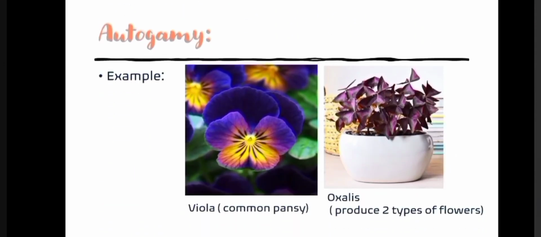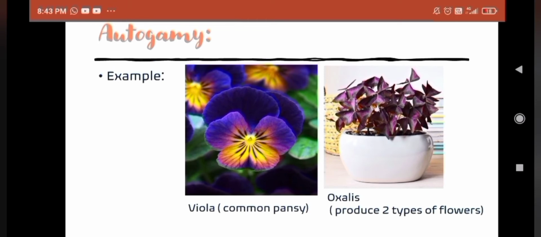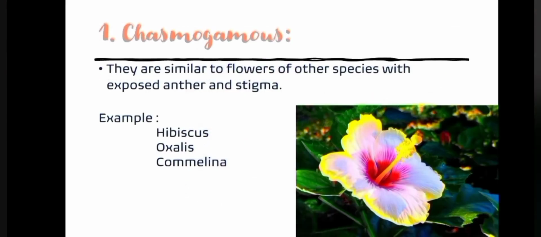These are some examples of autogamy. As you can see, oxalis produces two types of flower. Let's see the two types of flowers. One is chasmogamous. They are similar to flowers of other species with exposed anther and stigma. Example of this is hibiscus, as you can see in the picture.